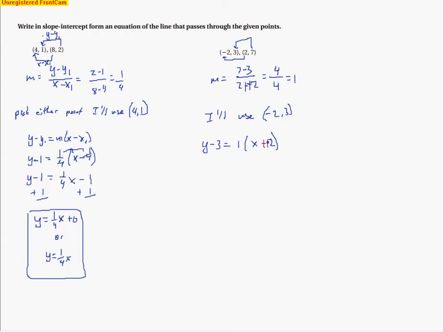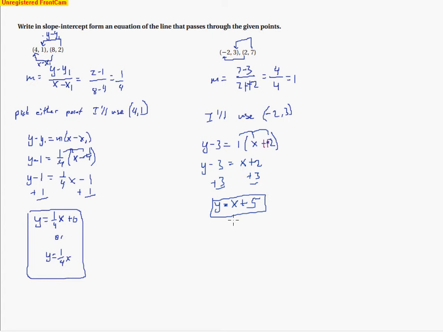So when you go ahead and finish off the work, we've got y minus 3 equals, and then this just makes x plus 2, because 1 times x and 1 times 2 just gives me those same values. So then you just have to add the 3 to all sides, and you get your equation. Y equals x plus 5.